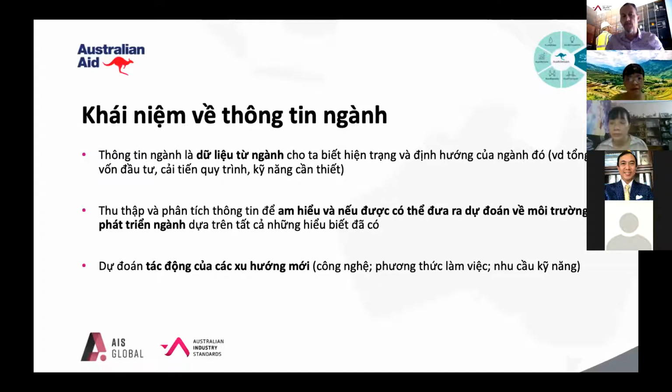So let's first of all look at what it is. It's essentially data and information that we can collect from industry and other sources, not just industry, that can tell us about what is happening in the sector, but also not just what is happening in the sector, but what is planned.